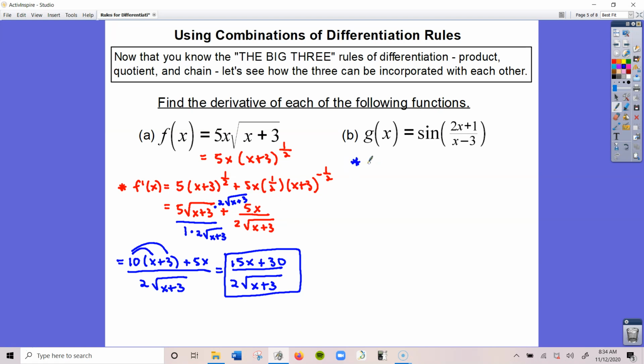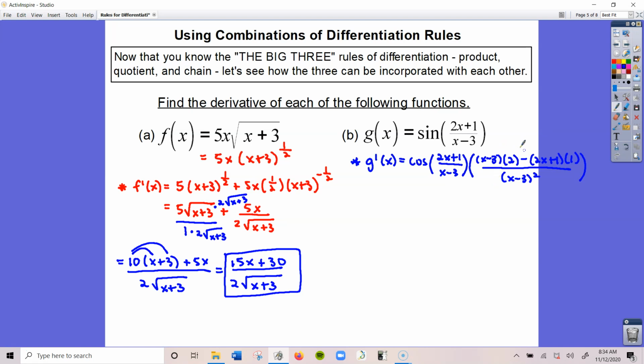So let's go. G prime of x is going to equal to, remember, our first layer is going to be the derivative of the trig function, which is cosine. And we leave the angle alone. Now I'm going to multiply that by the derivative of the angle. So remember, this is quotient rule. So low, x minus 3, d high, which is 2, less high, 2x plus 1, d low, which is just 1, all over x minus 3 squared.